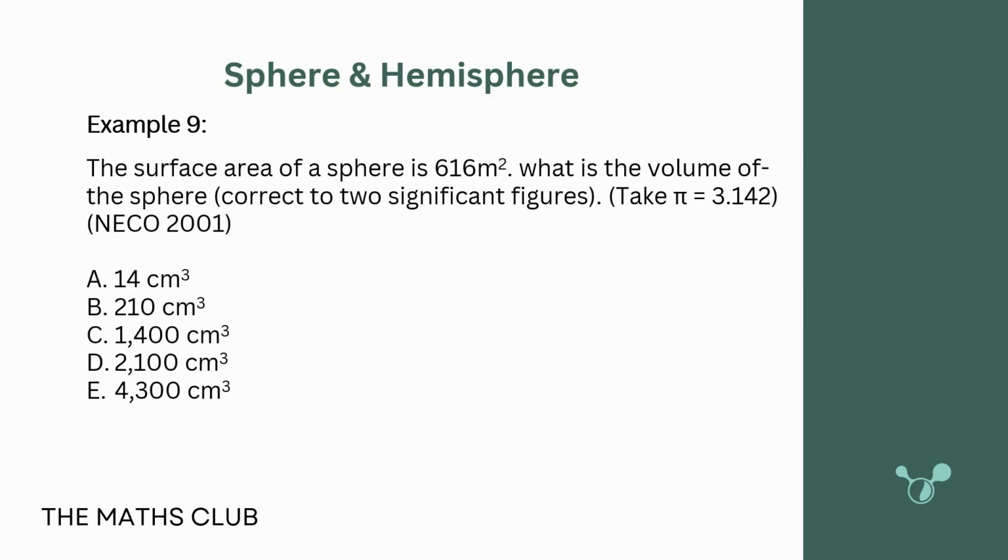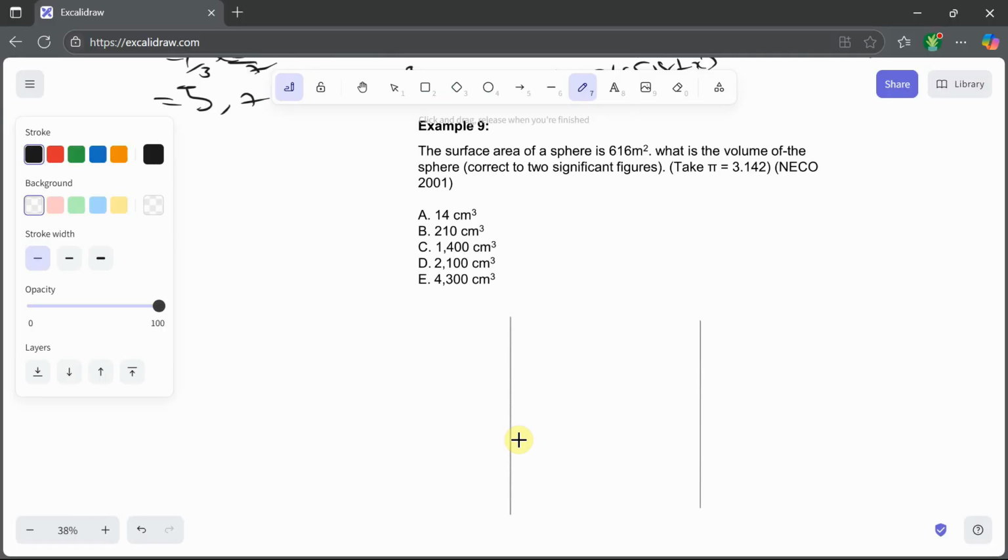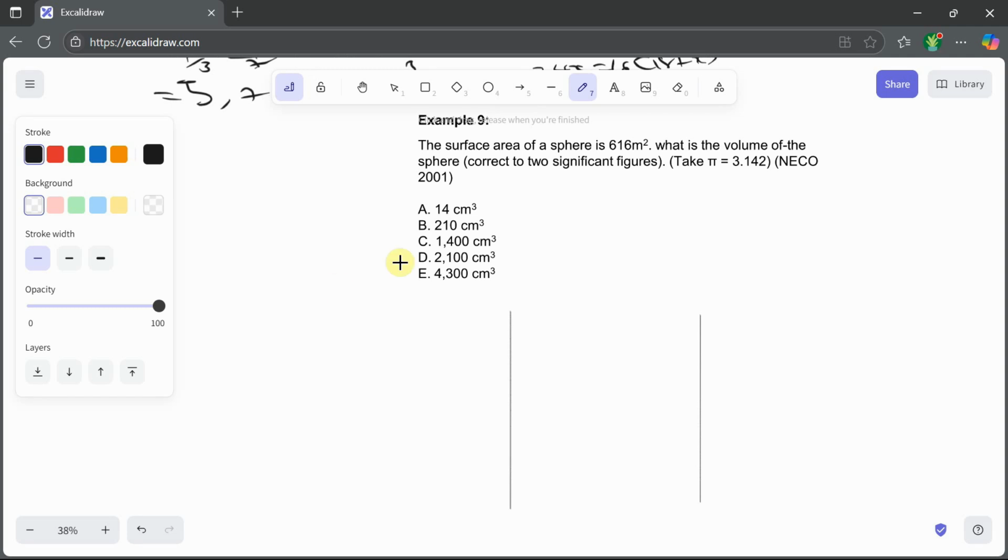So this example says that the surface area of a sphere is 616 meters squared. What is the volume of the sphere? Correct to two significant figures. Take pi to be 3.14. This is taken from NECO 2001. Assume that you've paused the video and checked that yourself. So what are we given? We're told that the surface area of a sphere is 616 meters squared. Then we should find the volume and take pi to be 3.142.